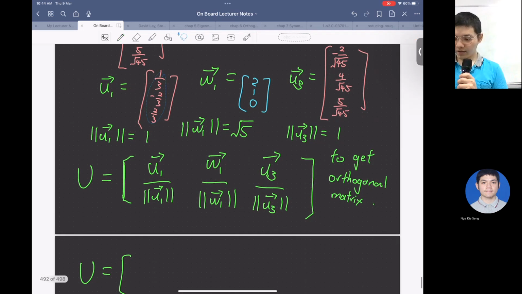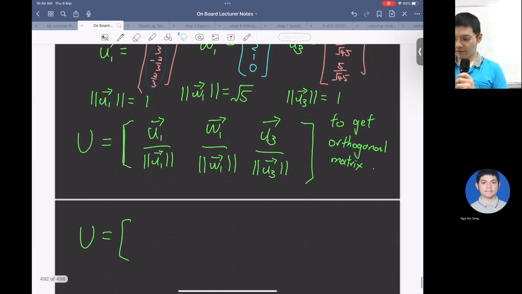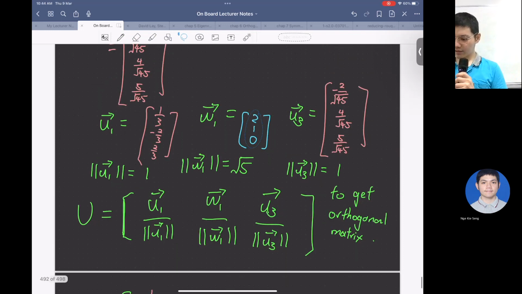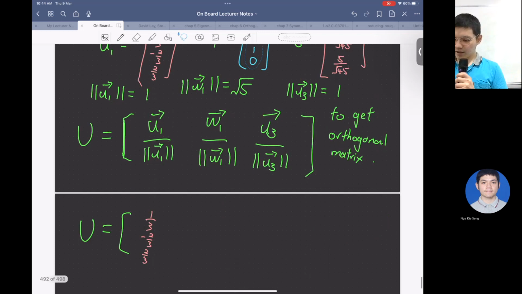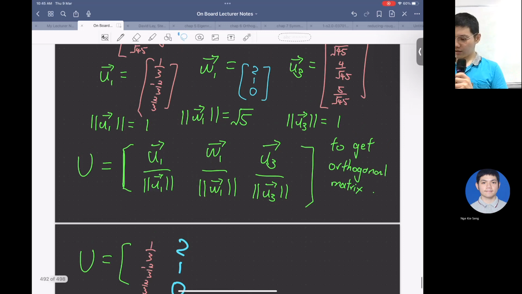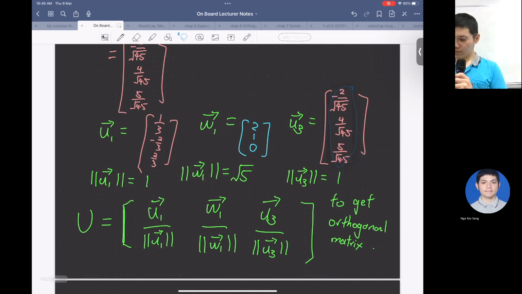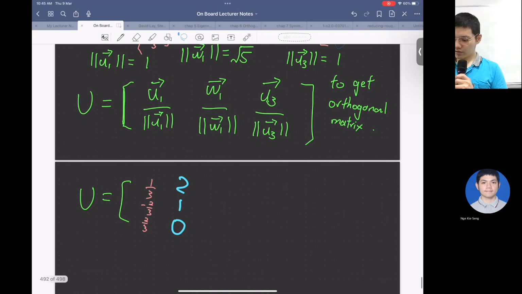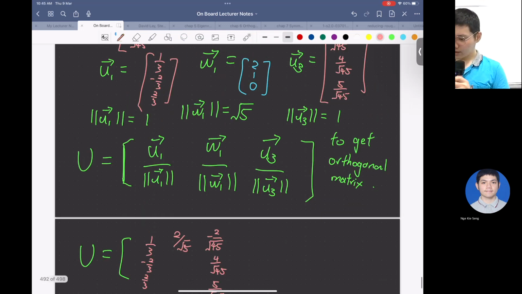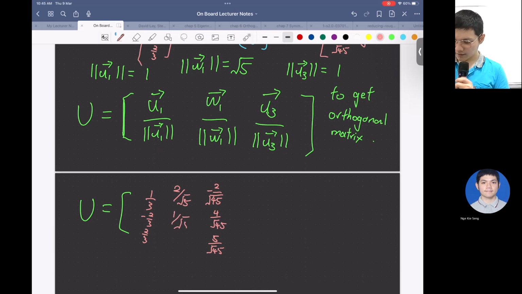So U is just, to be complete, I put this vector down. Paste. And then this one. Paste. And then this one, this divided by square root 5: 2 over square root 5, 1 over square root 5, and then 0. Okay, so this is our U.